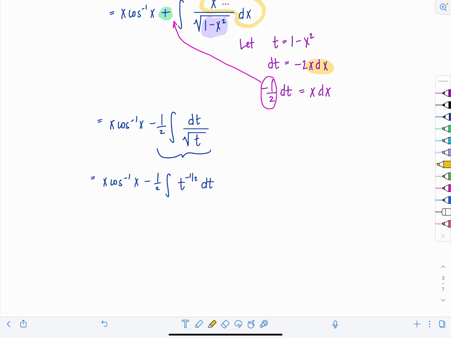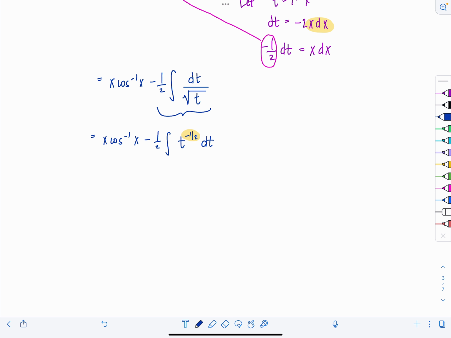So to integrate this, you've got to add 1 to the exponent, divide by the new exponent. So x cosine inverse of x, it's just coming down every single line. Rewrite it, don't be lazy. Adding 1 to negative 1/2 makes it positive 1/2. Dividing by 1/2 is the same as multiplying by 2. Very good. 2t to the 1/2. Now we put plus c right here. Good. The 2 and the 1/2 are going to cancel. Do you see that? Oh, how nice.